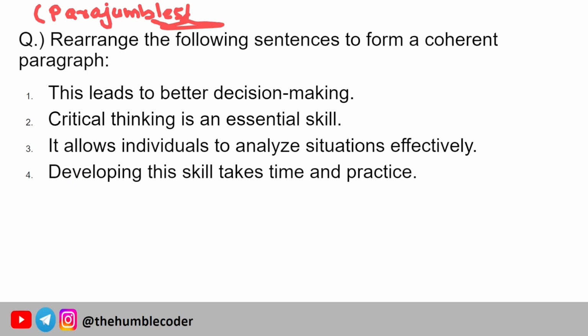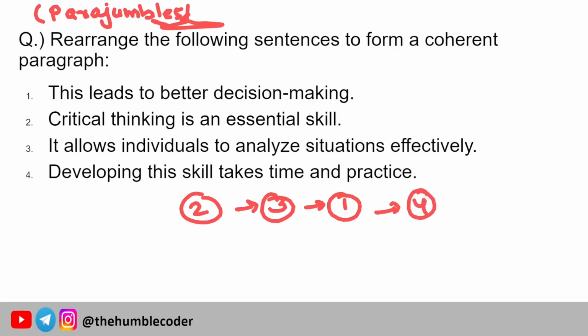The sentences are: This leads to better decision making. Critical thinking is an essential skill. It allows individuals to analyze situations efficiently. Developing this skill takes time and practice. So the first sentence is the second one, critical thinking is an essential skill. The next is going to be third, it allows individuals to analyze situations effectively. Next is sentence number 1, this leads to better decision making. Then, developing skills takes time and practice. So the correct answer is 2, 3, 1, 4.